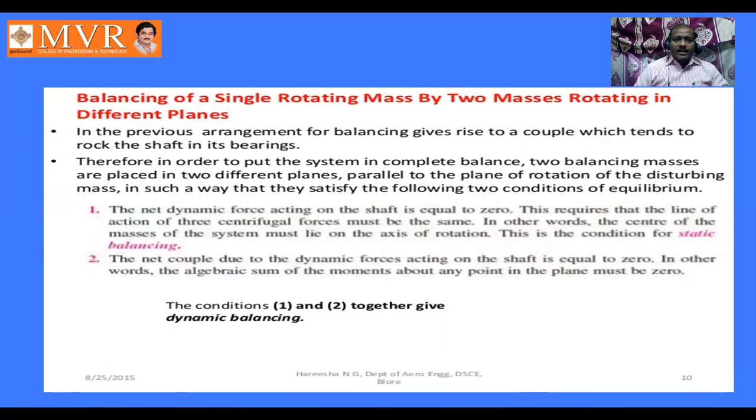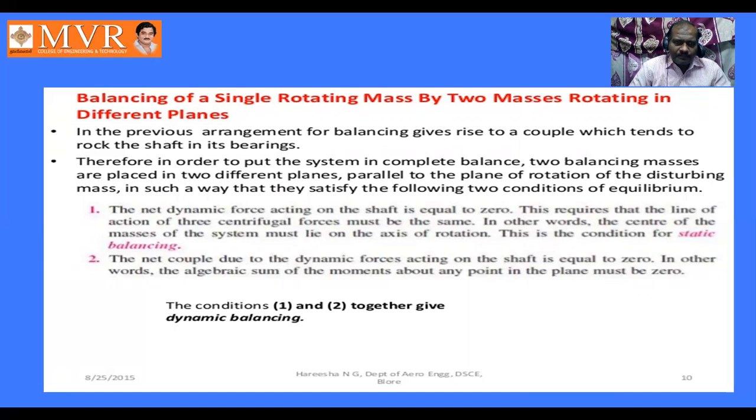Next, balancing of a single rotating mass by two masses rotating in different planes. In the previous arrangement, the balancing gives rise to a couple which tends to rock the shaft in its bearings. Therefore, in order to put the system in complete balance, two balancing masses are placed in two different planes, parallel to the plane of rotation of the disturbing mass, in such a way that they satisfy the following two conditions of equilibrium.